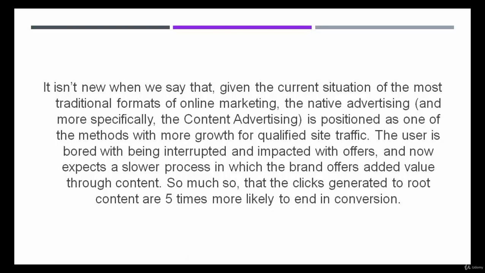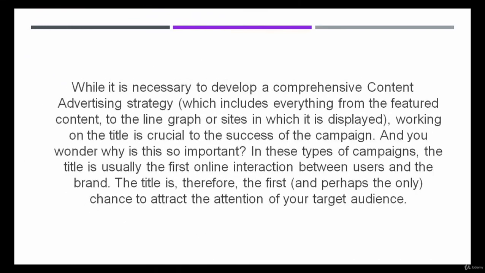So much so that the clicks generated to native content are 5 times more likely to end in conversion. While it is necessary to develop a comprehensive content advertising strategy which includes everything from the featured content to the sites in which it is displayed, working on the title is crucial to the success of the campaign. And you wonder why this is so important?